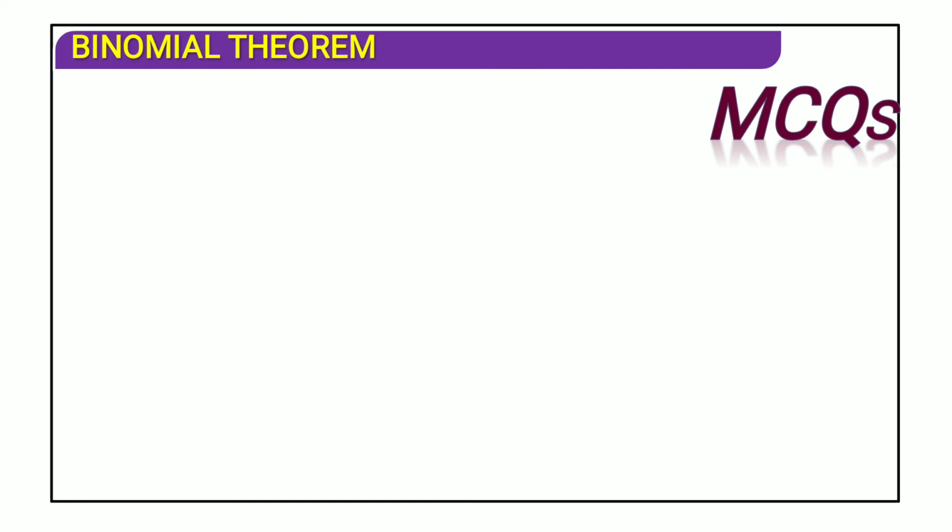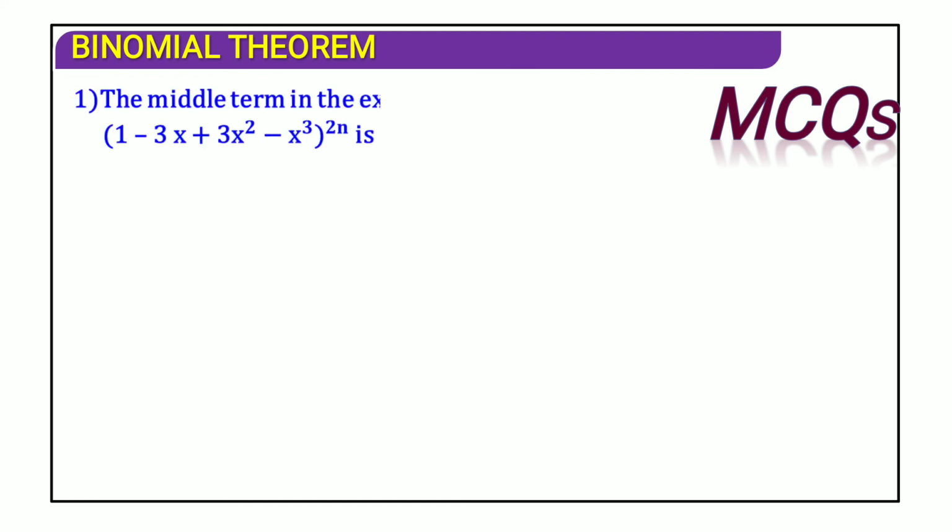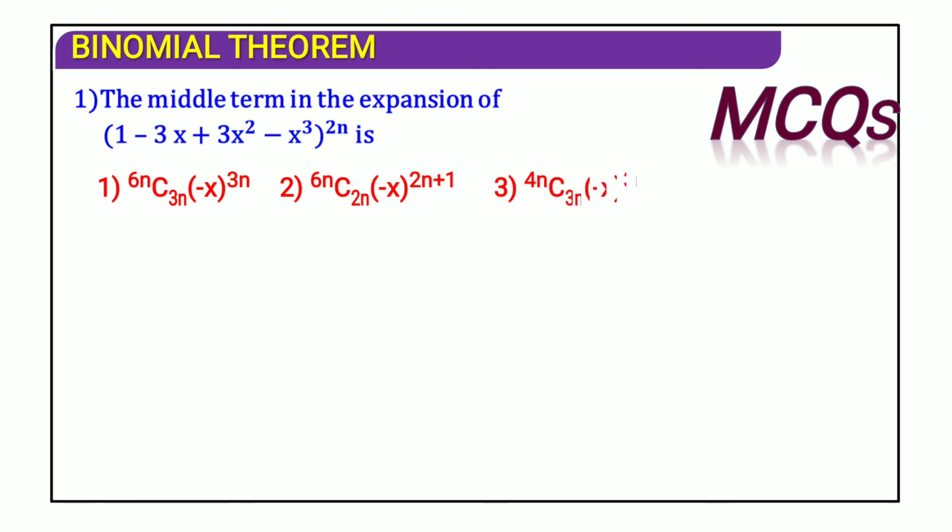Two more MCQs and that's it for today's class. One is the middle term of the expansion. We have to calculate the middle term of the expansion. Option A is 6nC3n (minus x) to the power 3n, option B is 6nC2n (minus x) to the power 2n plus 1, option C is 4nC3n (minus x) to the power 3n, or option D is 6nC3n (minus x) to the power 3n.